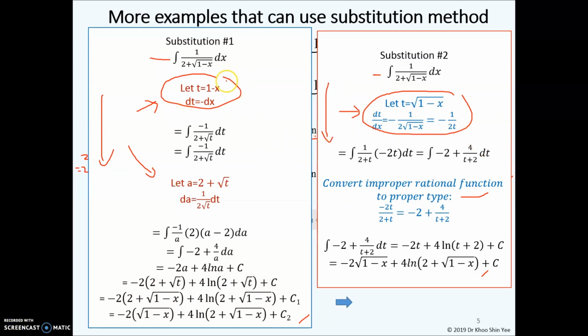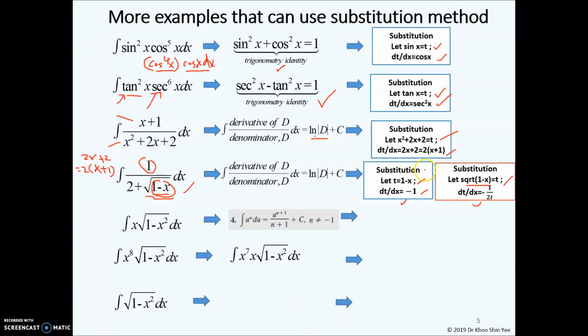In this example, you should see that there are more than one method to solve a same problem, and you should master the substitution as well as how you convert the improper to proper rational function. Okay, so these two are very important techniques. So from the previous example, I can see that I can let the t equal to this square root 1 minus x, which is this one, and I found it, I just need one substitution to solve, which is much more easier for me.